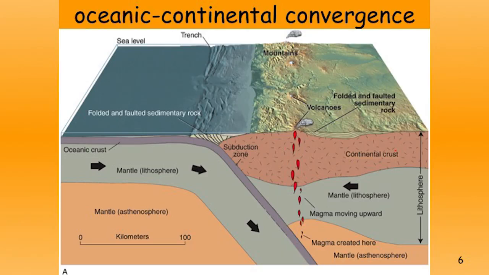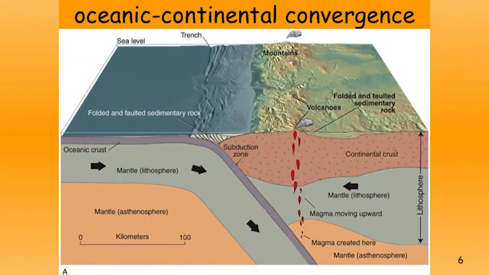Because as these two plates converge, you have the continental crust here, and the oceanic crust is subducting. Well, this is not an easy process, and it's scraping sediment. Some of that sediment goes back down into the earth, but some of it gets scraped off and kind of fills up the trench.